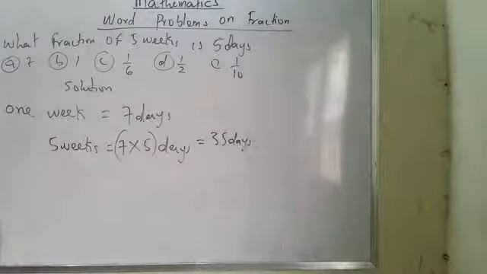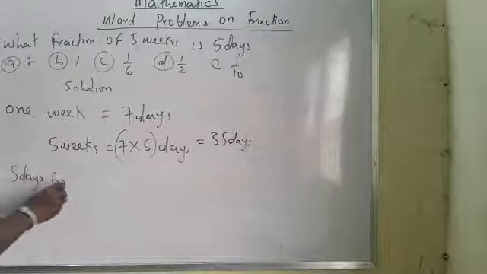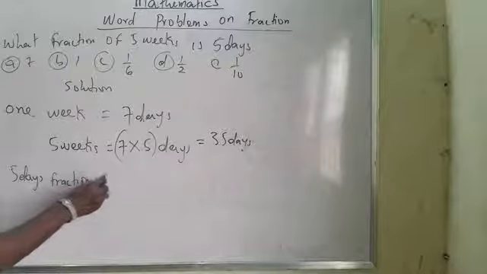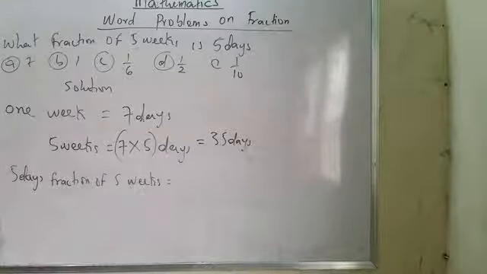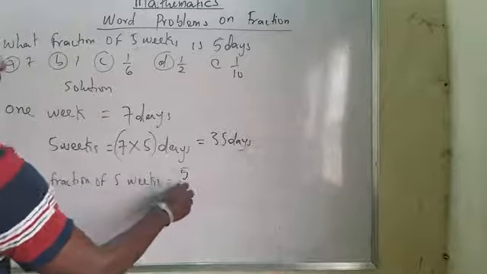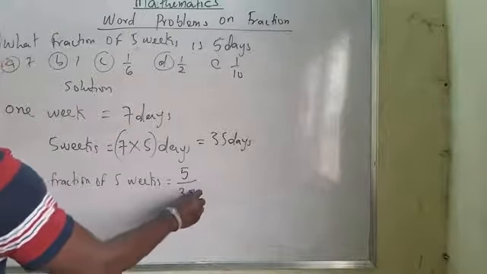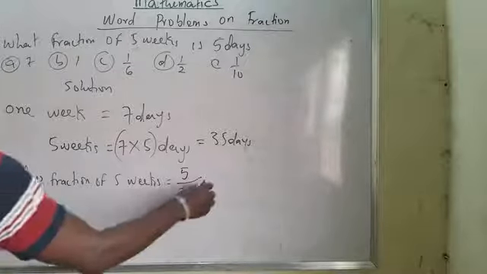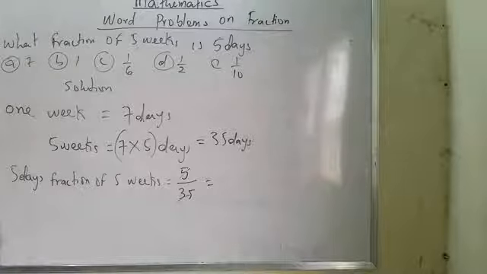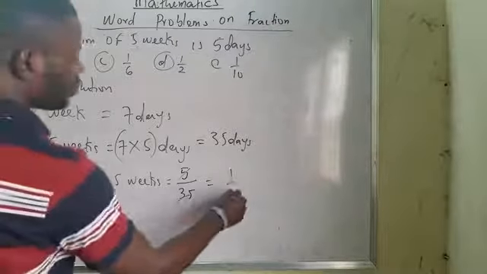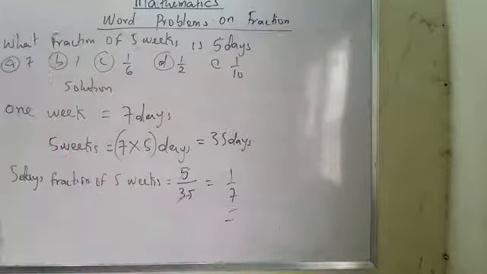35 days. Now, the fraction of 5 days of 5 weeks will be equal to 5 all divided by 35, which will be equal to 1 times 5, that will be 7. 1 all over 7. That is the answer. That is the answer of that part.